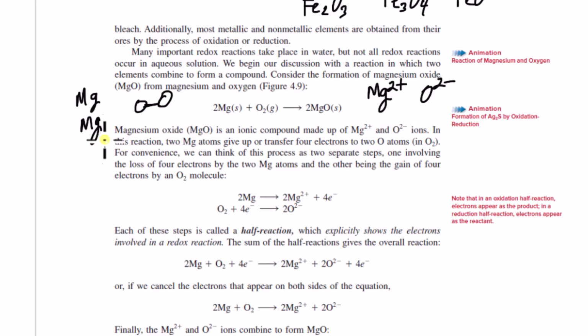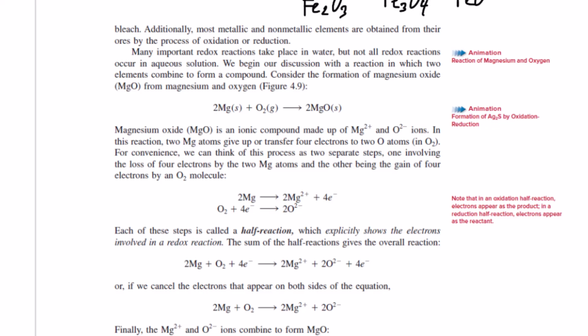Specifically, what happened is you have 2 Mg2+ and 2 O2-, with the coefficient 2. So what occurred is that you have these 2 magnesium atoms and the single O2 molecule. The O2 molecule breaks up, and each magnesium atom donates 2 electrons to an oxygen atom. And so that's how you get 2 Mg2+ and 2 O2-.